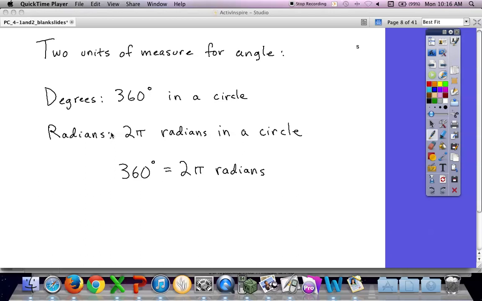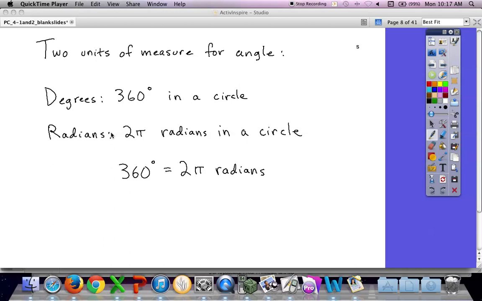Okay, so we measure angles in two different units of measure: degrees, which is the one we're most familiar with, and radians, which is not the one we're most familiar with, but it's the one that's used more often. That's why when you pull up your calculator, it's usually automatically set on radians, because that's the one that gets used more in science.